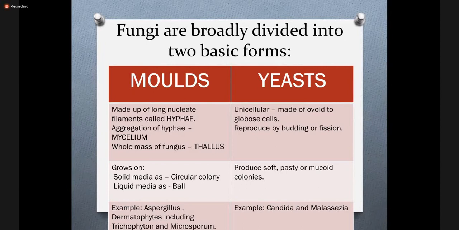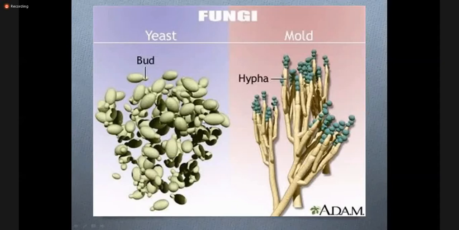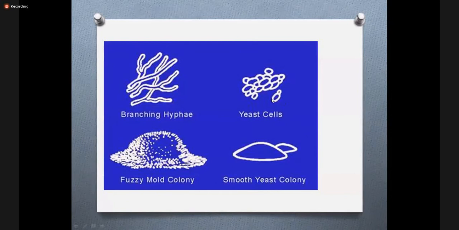These are the yeasts. See? They reproduce by budding, Candida albicans being the most common example. And these are the molds, okay? Filamentous molds. These are the hyphae, and the whole is known as mycelium. Okay? These are the yeasts. They produce smooth colonies, while the hyphae, these are the molds, which produce fuzzy colonies.